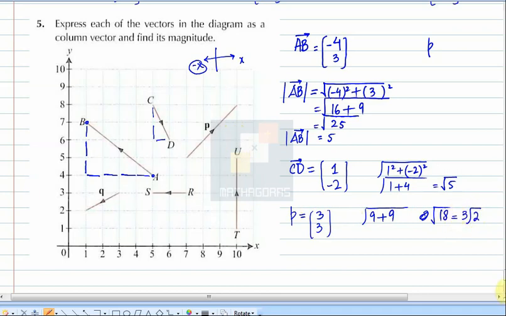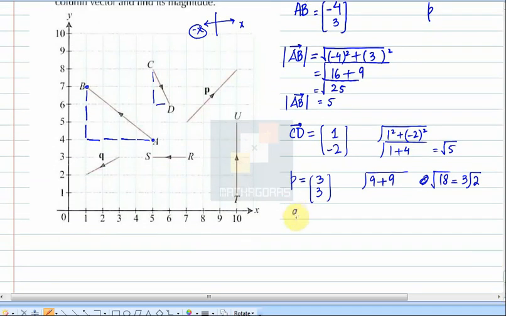After that it's Q. For Q it's 2 steps on the x, negative x, and 1 step downwards, so it's -1. Magnitude is (-2) square is 4 and (-1) square is 1, so it's √5, right?